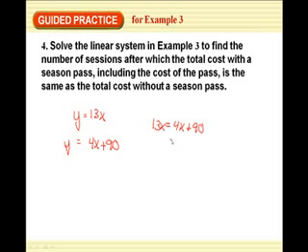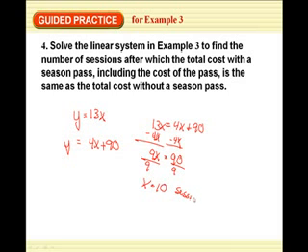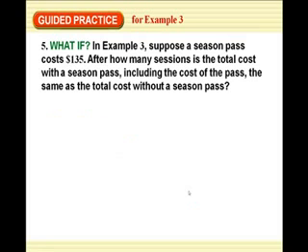How many sessions? Minus 4x minus 4x. 9x equals 90. Divide by 9, x equals 10. And after 10 sessions, it didn't ask us to graph, and we didn't need to graph right there. The answer is 10. So we just set the two equations equal to each other and solve for x.